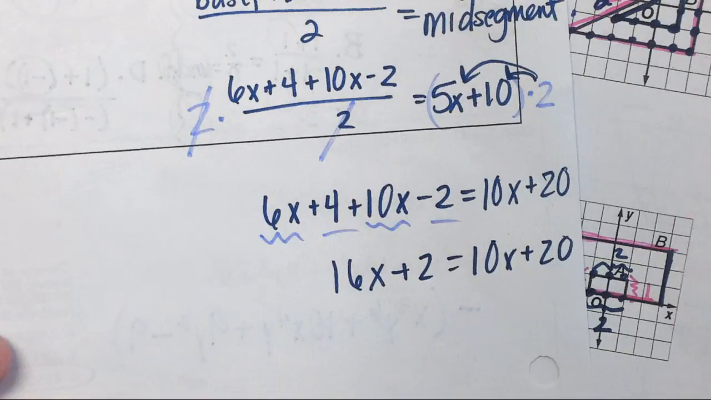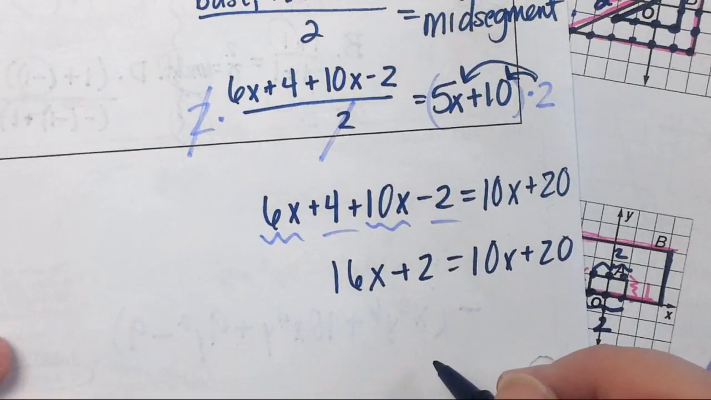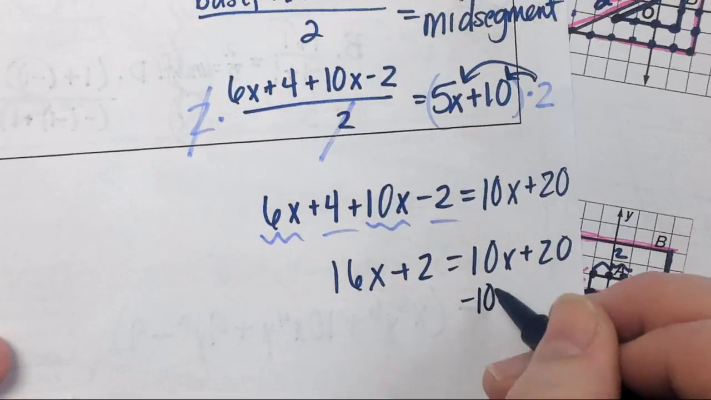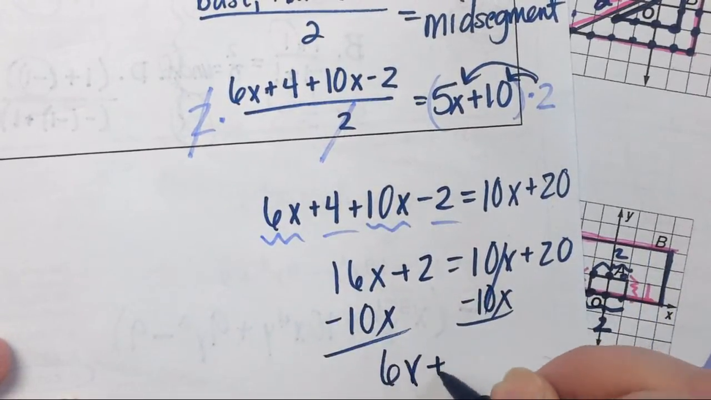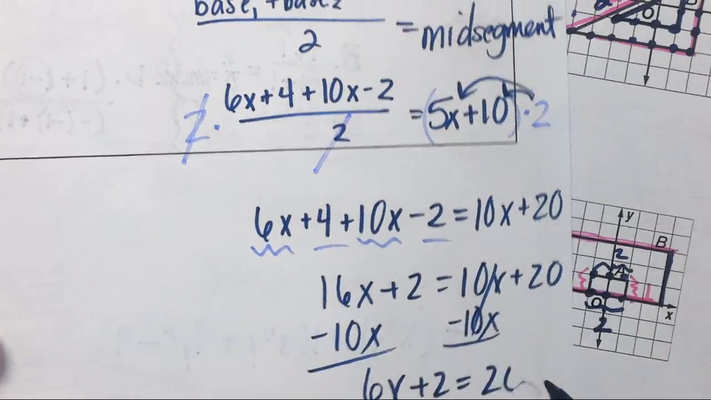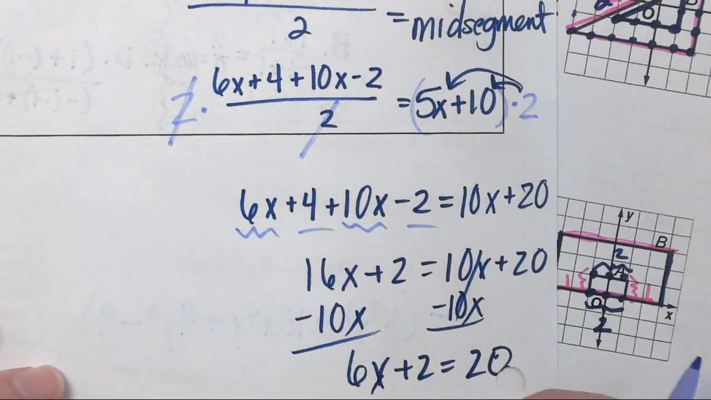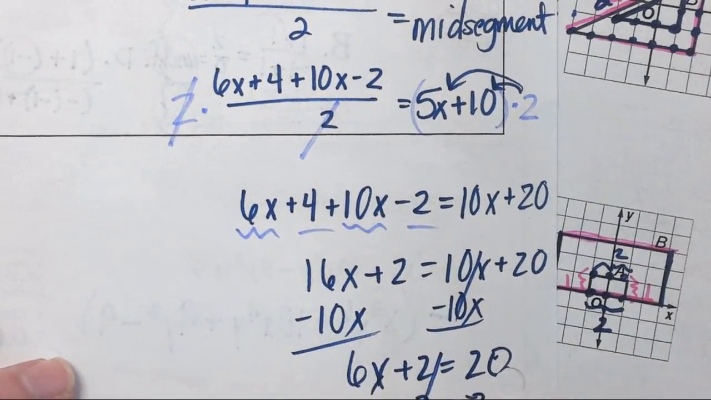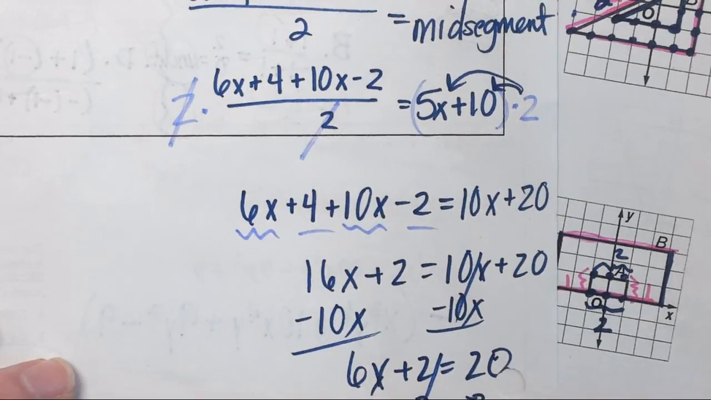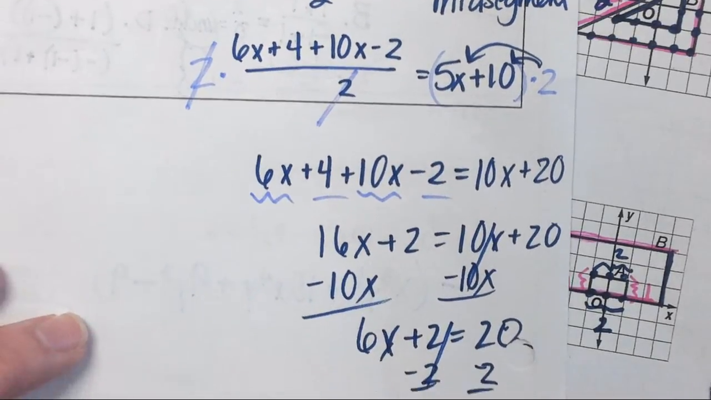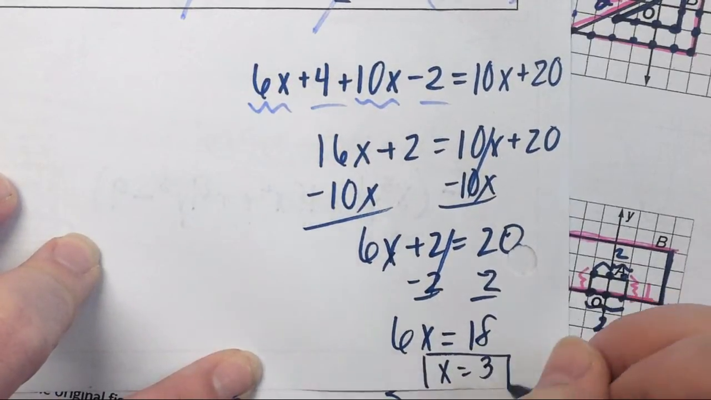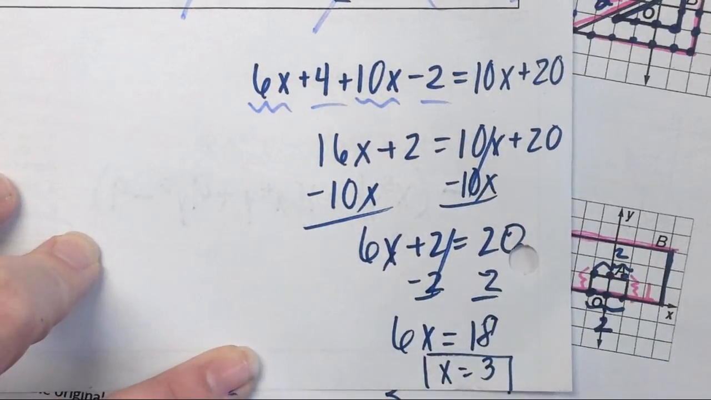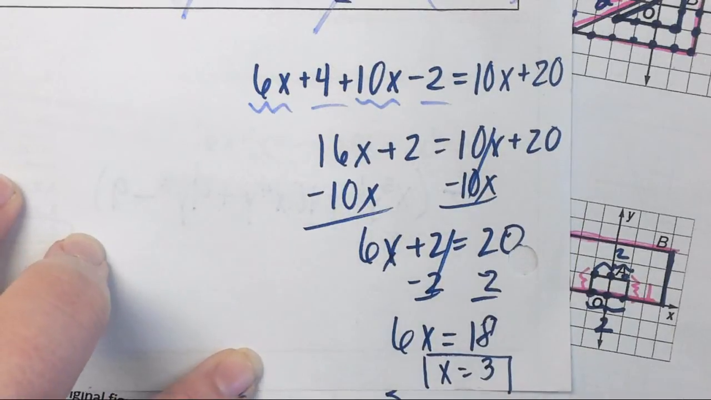Now what? I got 6x plus 2 equals 20. Now what? Okay. So I get 6x equals 18. So that means x equals what number? Are there any questions on this long bell ringer? It is a long one.